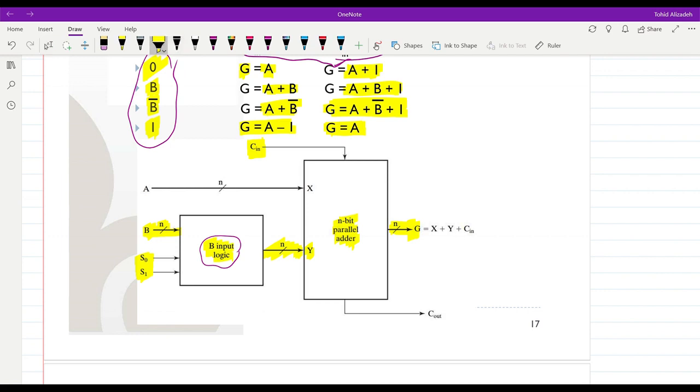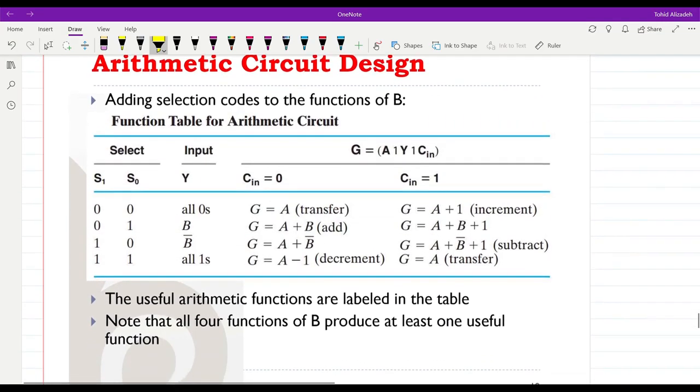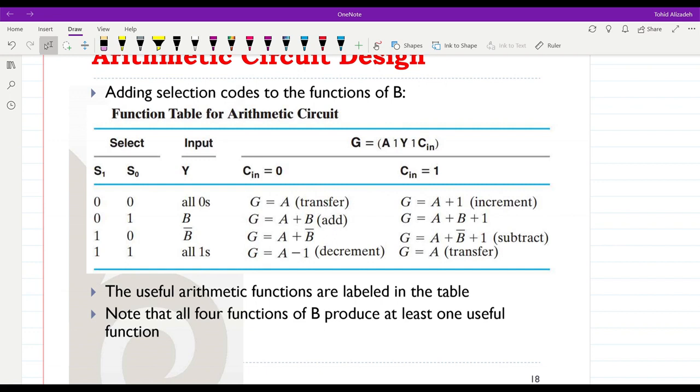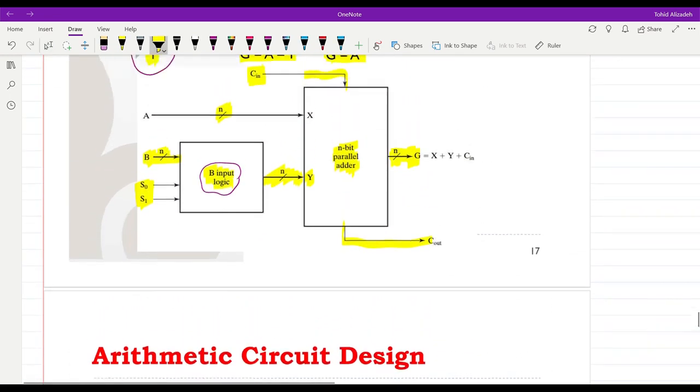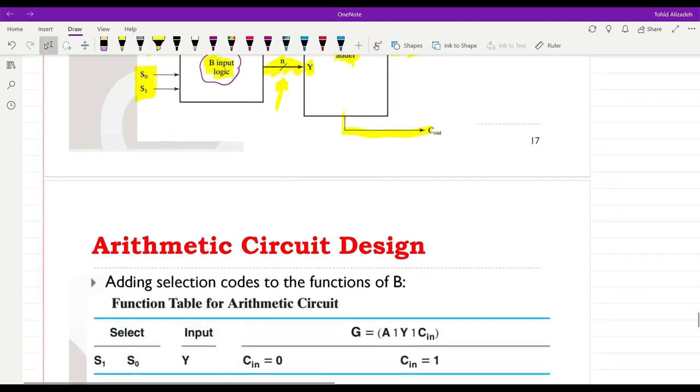The data lines that we have will have the widths of n, obviously, again, for the input, 2 input lines and 1 output line. C in and C out will be in the form of a single bit. Over here you can see all 4 possible combinations that we may have for S0 and S1, and in each case we will have a specific data appearing at the output of our B input logic.